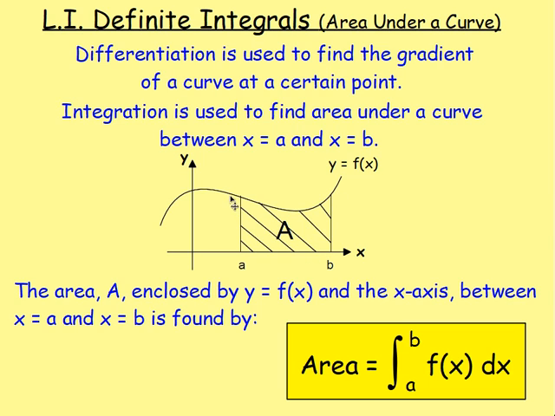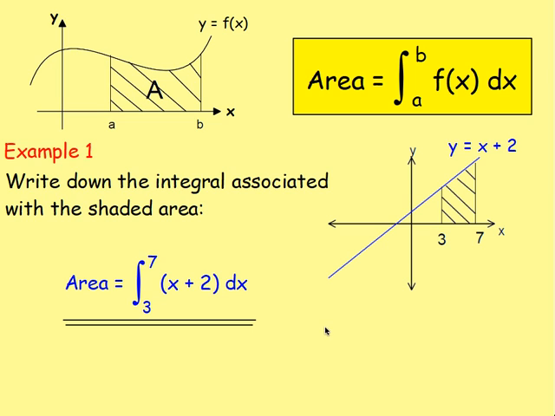So you can see here, if you want the area under this curve, you've got your function y equals f of x. You're wanting that area marked with a big A between a and b, and to do that you would integrate. But when you integrate, you've also got numbers here, and these are known as your limits. These are the values on the x-axis where the area starts and where it ends. So it's starting at a, ending at b, so we've got a lower limit and an upper limit. If you were writing down the integral associated with this shaded area, you would integrate whatever y is equal to, so you'd integrate x plus 2, and we're integrating between 3 and 7. So these would be your limits.